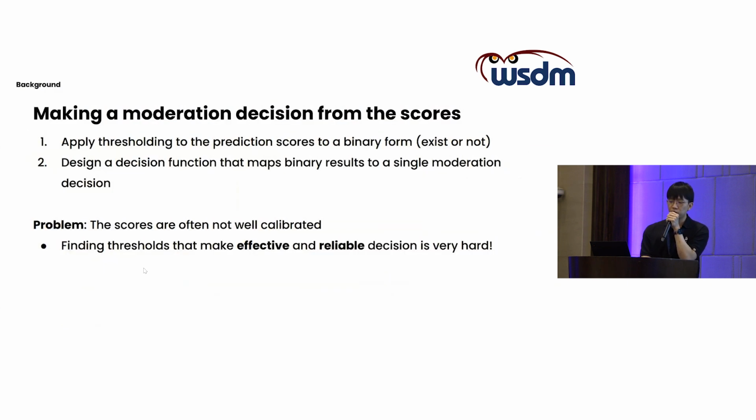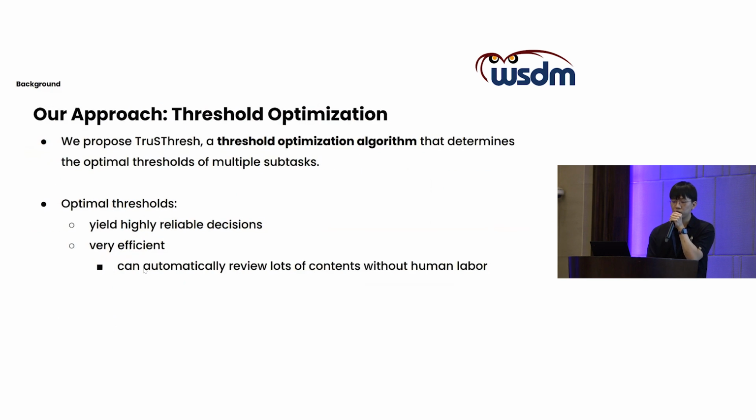To make a final moderation decision from the multiple scores, social media platforms usually go through two steps. First, they apply thresholding to convert the prediction scores to a binary form. Second, they design a decision function that maps binary results to a single moderation decision. However, it's very hard to find the optimal thresholds because the scores are often not well calibrated. To address this issue, we propose TrustThresh, a threshold optimization algorithm that finds the optimal thresholds of multiple subtasks. TrustThresh aims to find the optimal thresholds that yield highly reliable decisions in a very efficient way.